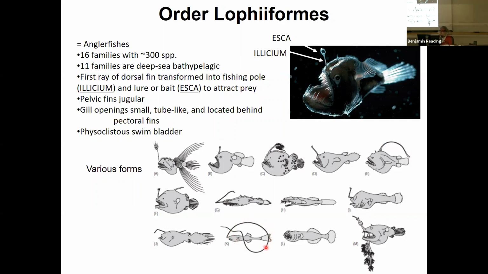This illicium is exceptionally long. Sometimes the esca is kind of bushy like this, or like feathery. Sometimes it's just a little nub at the end, right? Sometimes they're kind of crazy looking like this one. And other times there are also crazy barbels growing out of the chin. Now, this first ray of the dorsal fin is transformed into this structure. It's kind of a fishing pole.